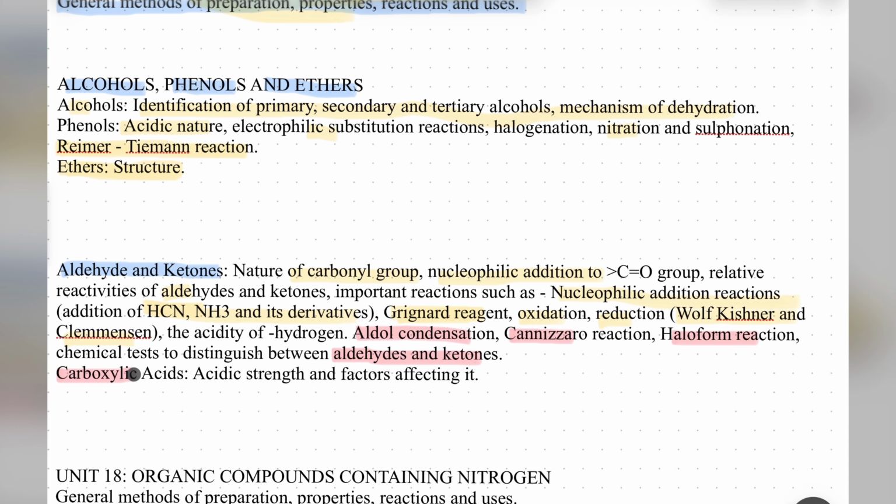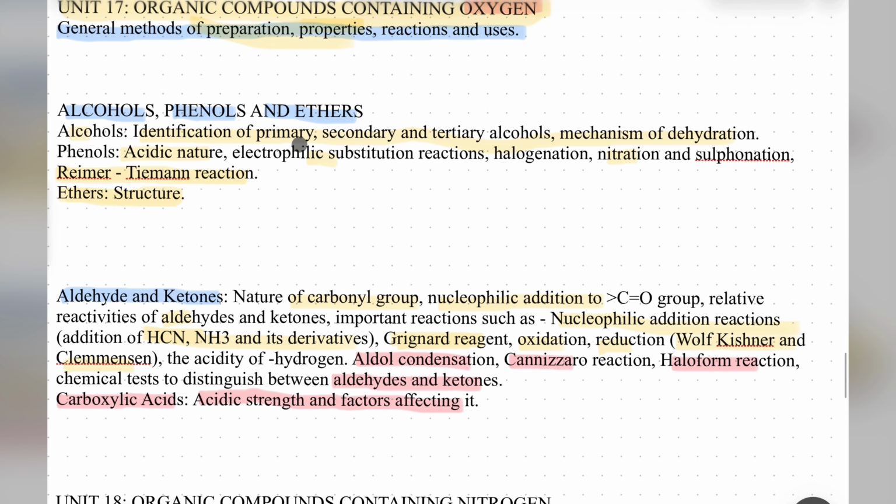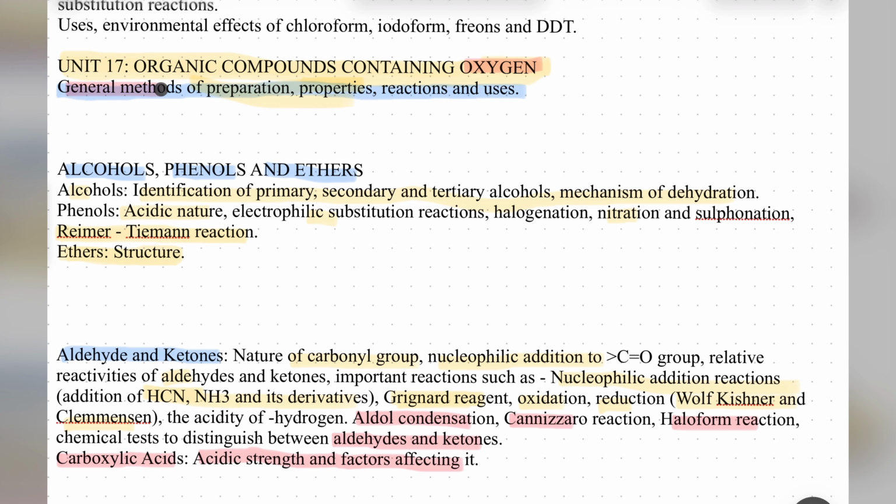Next one, carboxylic acids also covered. That is special. Carboxylic acid we have acidic strength, factors affecting it. Also we have to concentrate. This is general methods of preparation also there for acids and properties also there for this one. Reactions also there, uses also there for this.